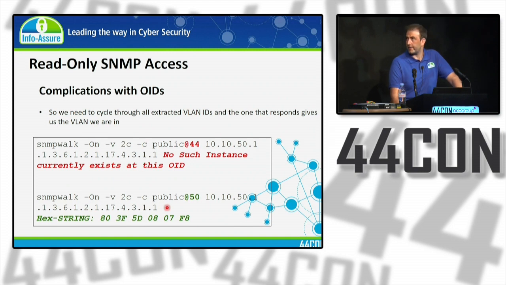The issue here is we might not know what VLAN we're in. We could just be plugged into a port, so we wouldn't know it was @50. So basically what we have to do is cycle through all the known VLAN IDs that we previously extracted and feed them into the query. If you see here, when we try VLAN 44, no such instance. We try VLAN 50, and again, that works. So we know we're in VLAN 50. This is why we need to know what VLAN we're in. We first have to extract all the VLAN IDs and then loop them and feed them into the query, because you probably won't know what port VLAN you're in. That's the issue.